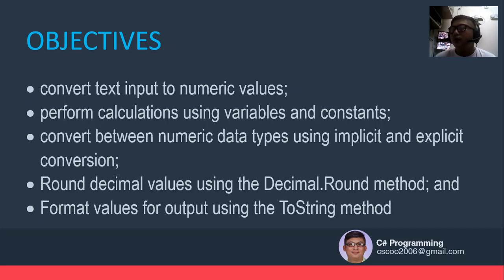Also, how do we perform calculations using variables and constants, and how do we convert numeric data types using implicit and explicit conversion? It's like what we do in C++. We have static casting, something like that. Use the decimal.Round method to round decimal values. Sometimes you need to round off the decimal values. Also, format values for output using the string method.